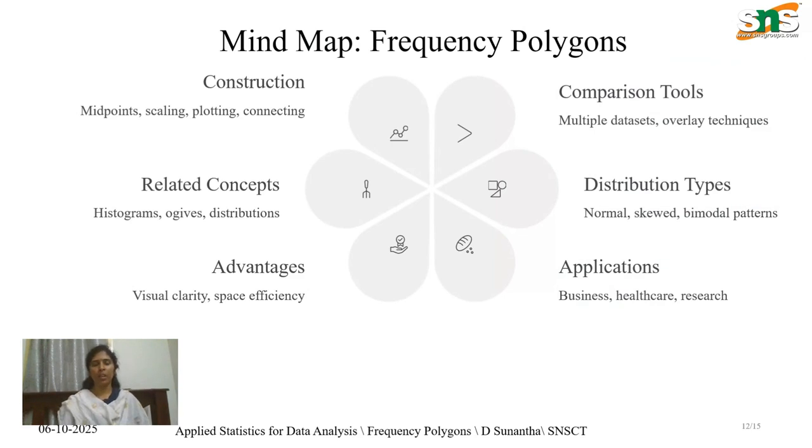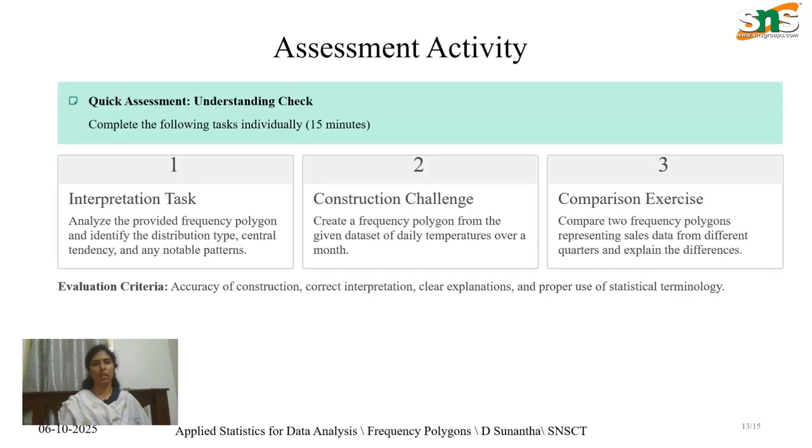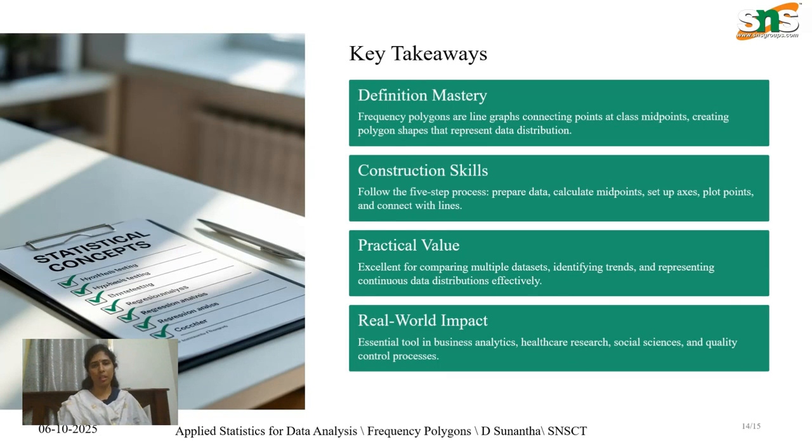Third is the mind map. So the first one is the construction part. Next are the related comparison tools, distribution types, applications, and advantages, which are the things we have seen in this topic. Next is the assessment method, which we use to assess the students. This is a test part.